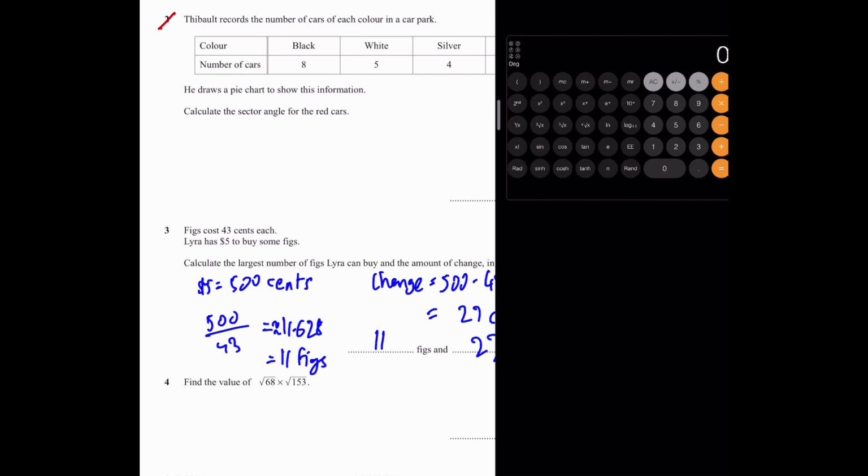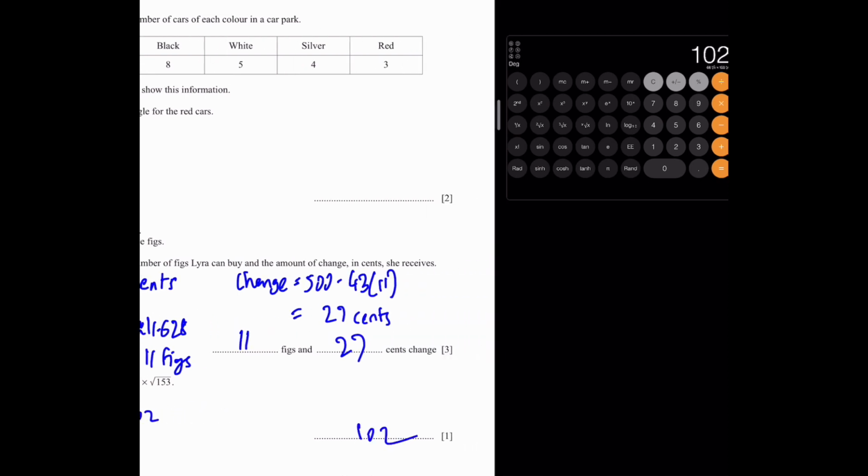Question 4. Find the value of root 68 into root 153. Let's do that on a calculator. Root 68 into the root of 153. That's equal to 102. That's the answer.